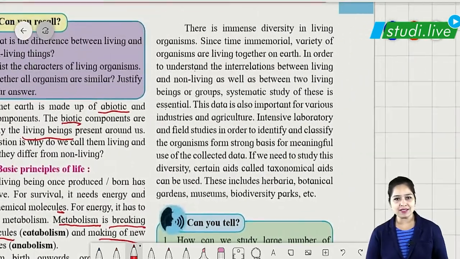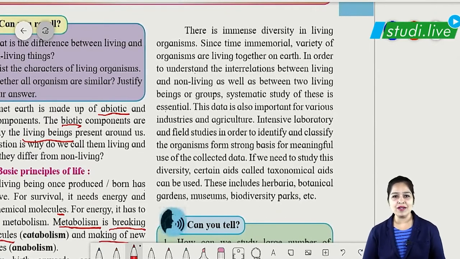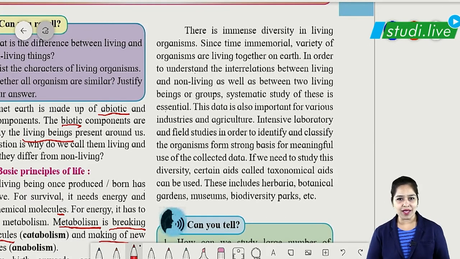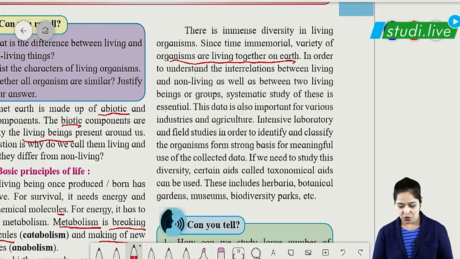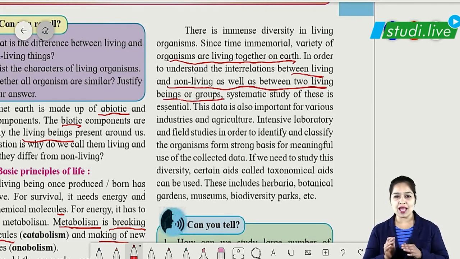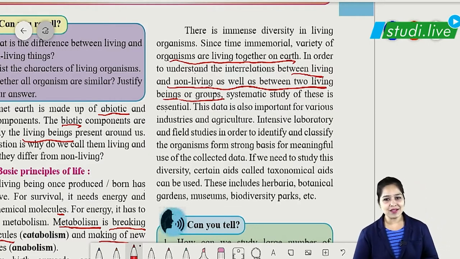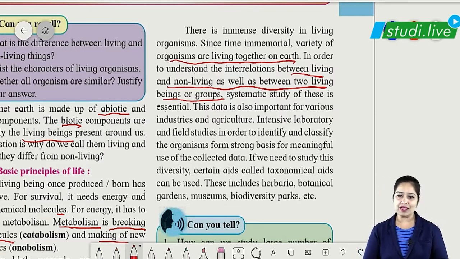So later in this chapter, we are going to see in this living world that there is a lot of diversity in living organisms. Now, on this earth, we have a variety of organisms living together. There is quite a good interaction you can see between living and non-living things, as well as between two living organisms or groups. So we will say that though living and non-living are staying together, there is an interaction between them, and also between living organisms and groups of organisms. So systematic study of all this is very essential.